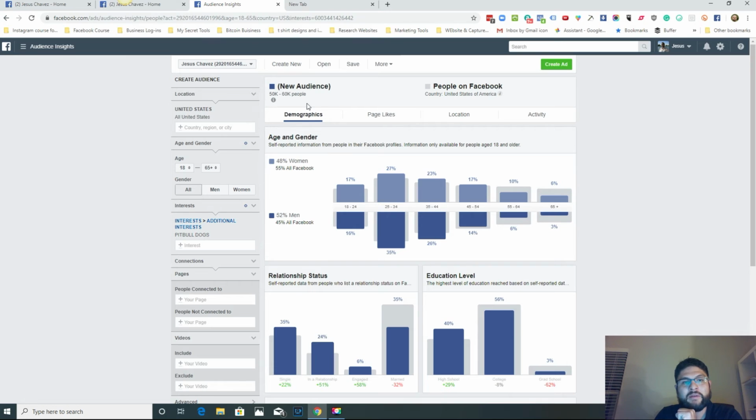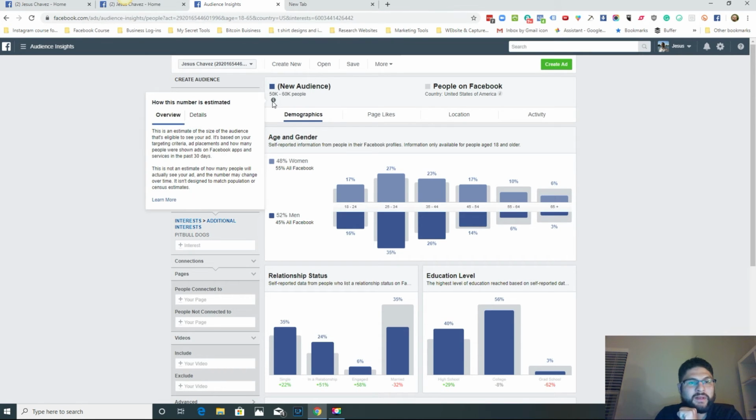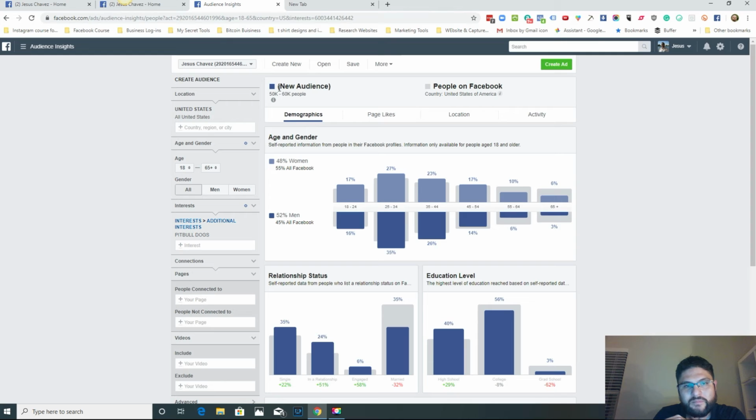Okay. Oh, and one thing that I forgot to mention here, we see here what it says. This is an estimate of the size of the audience that is eligible to see your ad. It is based on your target criteria and ad placement and how many people were shown the ad on Facebook ads and services in the past 30 days. So here are the number of people that potentially can see your ad, because they've seen something similar, 50,000 to 60,000 people. Okay, so here's just information that really is going to help you understand how much you're spending, understand who you're targeting, help you with your targeted audiences.